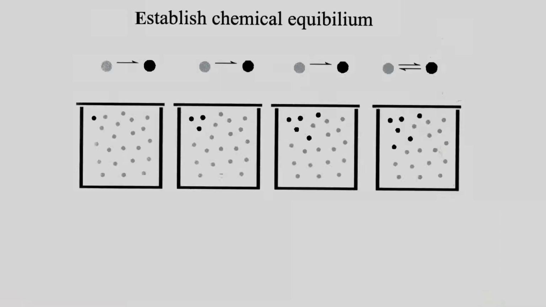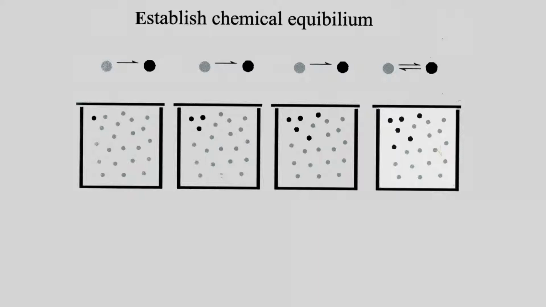Equilibrium. Aiming from the light dot to the black dot. In the beginning, plenty of light color and only a few black dots. Time goes by, more black, and more black, and more black until it reaches equilibrium.